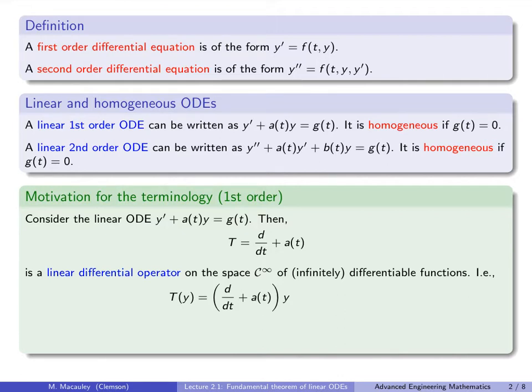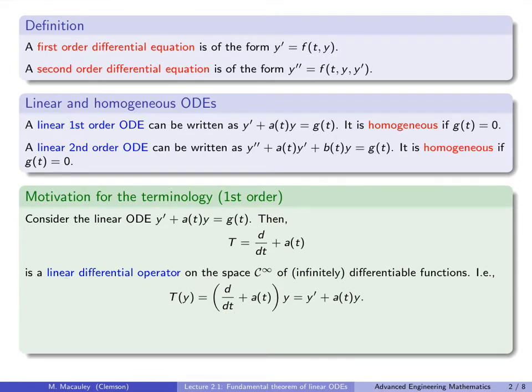So if you do that, the d dt attaches to the y, and you get dy dt, and then a of t attaches to the y, and you multiply those together. Explicitly, this is y prime plus a of t times y. So indeed, this guy is a differential operator.